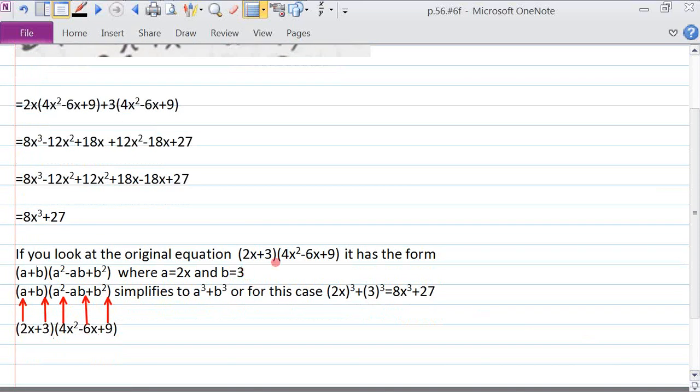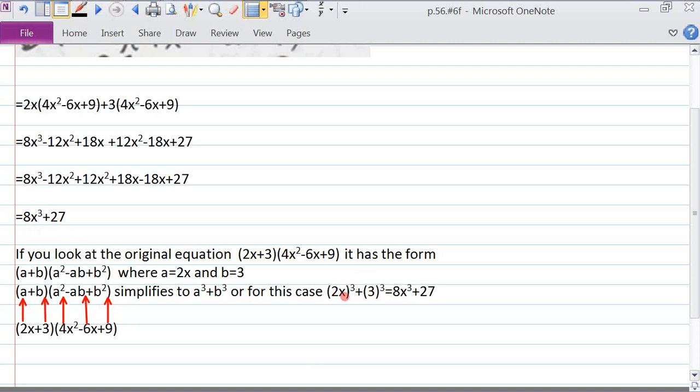Now, if you look at the original expression, there's another way to look at this. It's to realize that it has the form a plus b, times a squared minus ab plus b squared. Now, a is 2x and b is 3. And when you multiply this times this, you'll get a cubed plus b cubed, which is essentially what we have over here. A is 2x, b is 3.